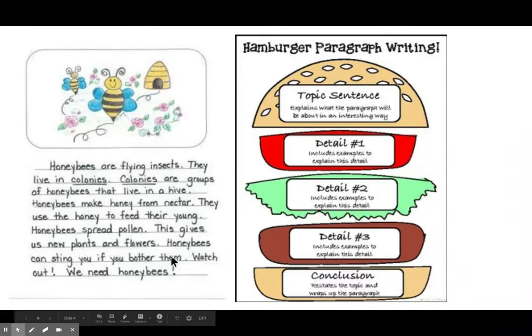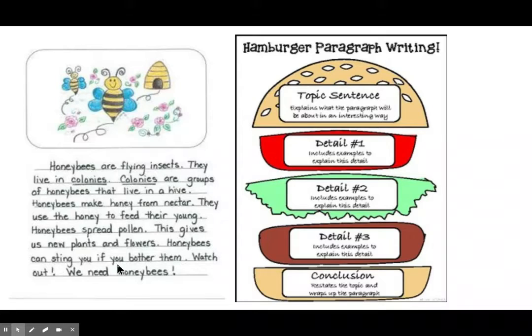All right, here's another one. Honeybees are flying insects. That's our topic sentence. It explains what the paragraph will be about in an interesting way. They live in colonies. There's our detail and our fact. Colonies are groups of honeybees that live in a hive. Honeybees make honey from nectar. That's our second fact. They use the honey to feed their own. That's a detail. Honeybees spread pollen. That's a fact.